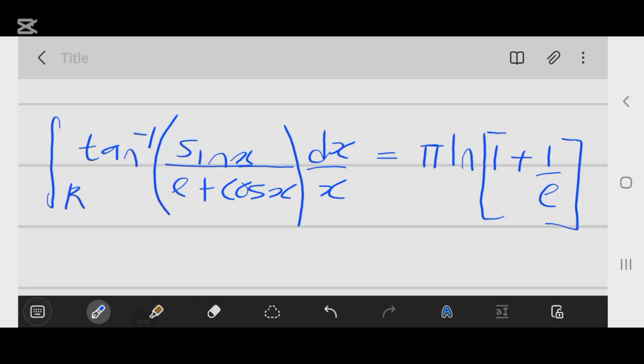Alright everyone, welcome to today's tutorial. Today we're going to tackle this integral using a jaw dropping technique, so you can't afford to miss out, so stick around and watch to the end.